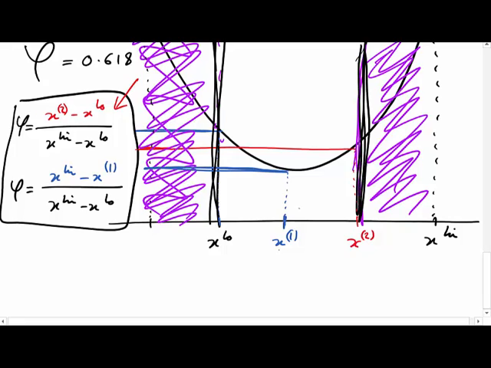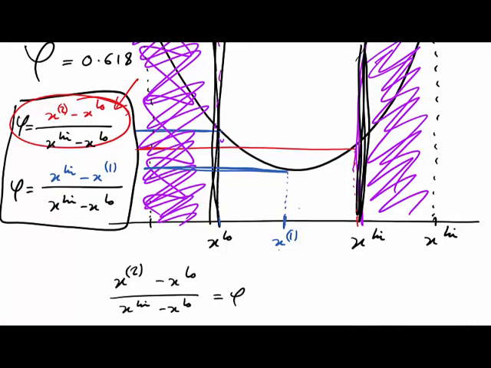In other words, x2 has now become the upper bound of my interval, so that's going to become x high. Now I need to define what x2 is. I can define x2 using this formula here. Same process as before, just rearrange it: multiply through by x high minus x low, and I want to find what x2 is equal to.